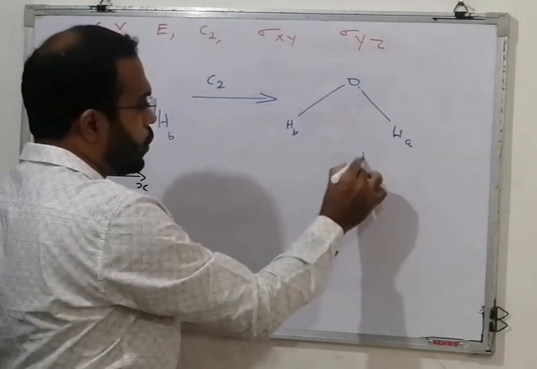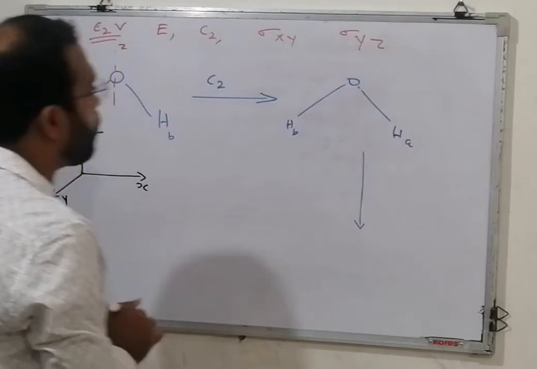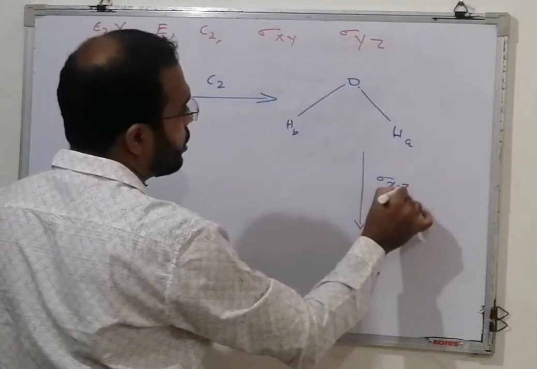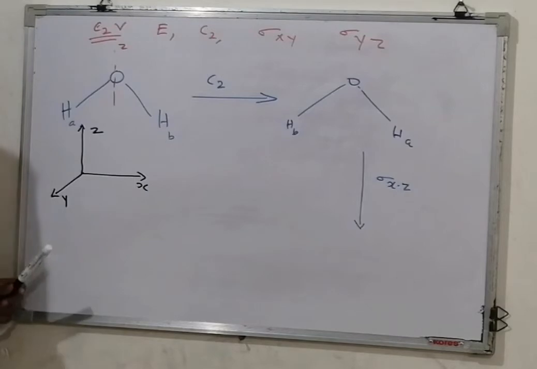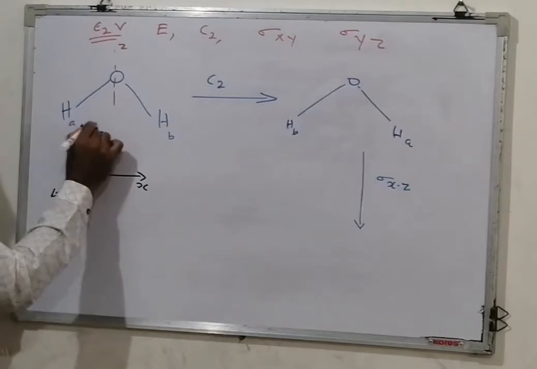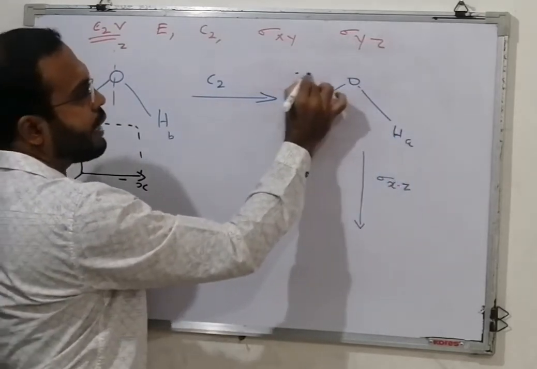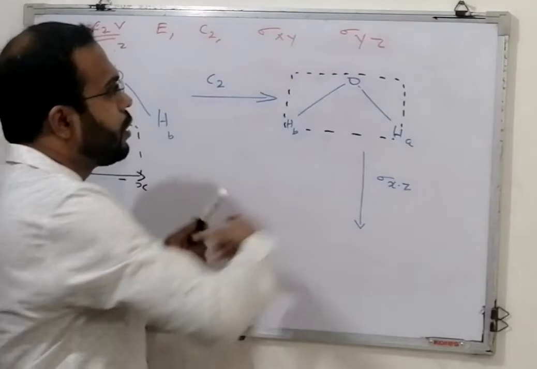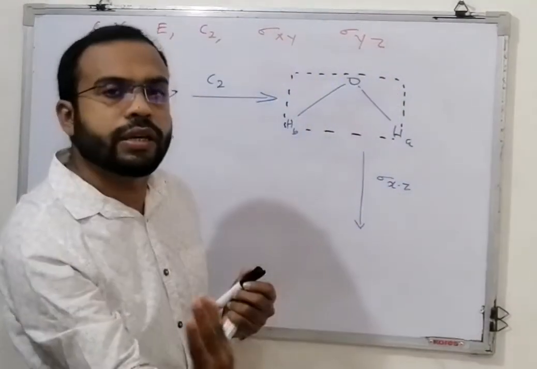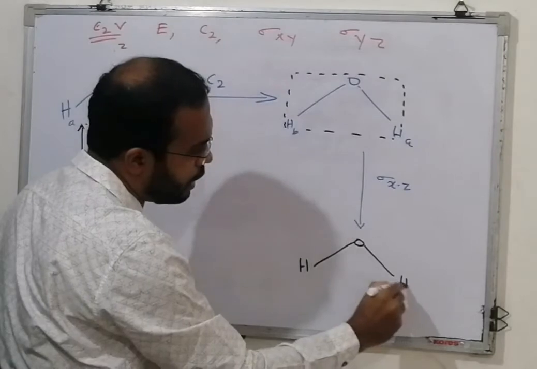Now, you reflect with the XZ plane. Sigma XZ. What is that XZ plane? This plane, this is XZ, that is a molecular plane. When you reflect, this is a XZ plane, okay? What you will get? You will get the same, because a plane containing a molecule, above that plane, nothing, below that plane, nothing, therefore you will get the same molecule. HA, HB.